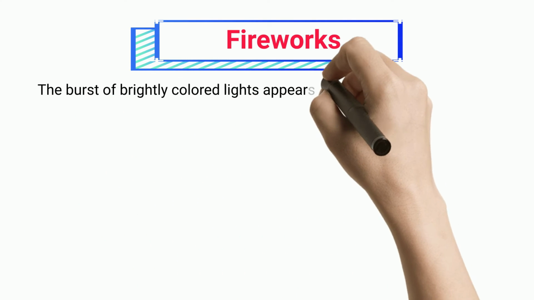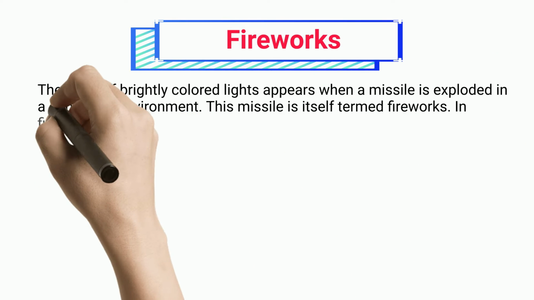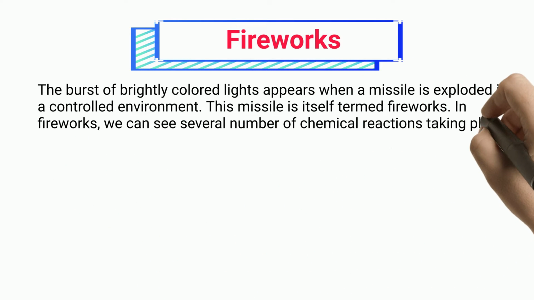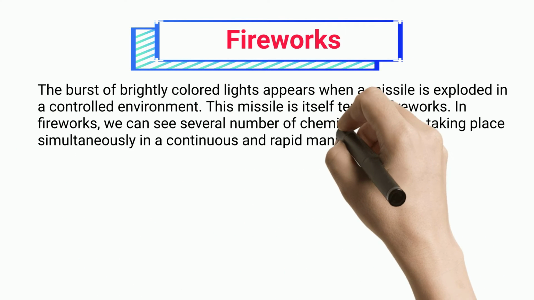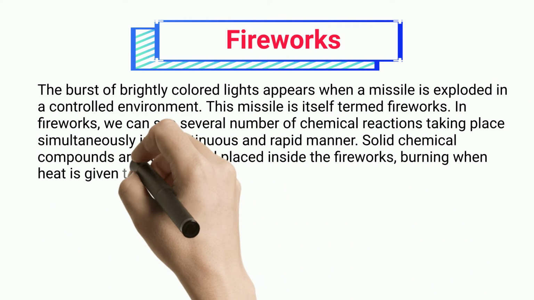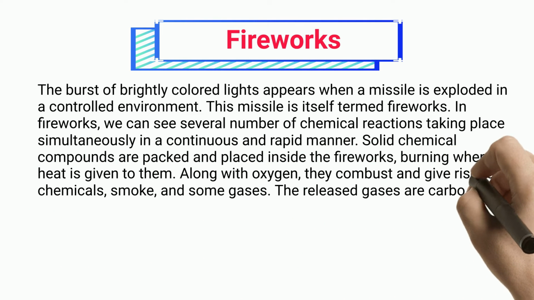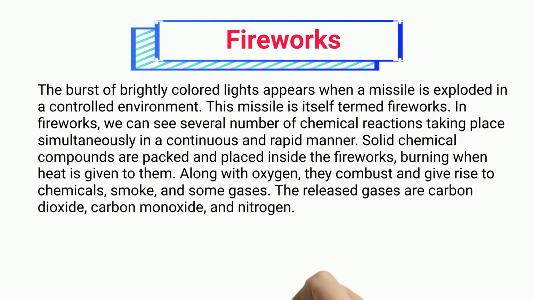Fireworks. The burst of brightly colored lights appears when a missile is exploded in a controlled environment. This missile is itself termed fireworks. In fireworks, we can see several chemical reactions taking place simultaneously in a continuous and rapid manner. Solid chemical compounds are packed and placed inside the fireworks, burning when heat is given to them. Along with oxygen, they combust and give rise to chemicals, smoke, and some gases. The released gases are carbon dioxide, carbon monoxide, and nitrogen.